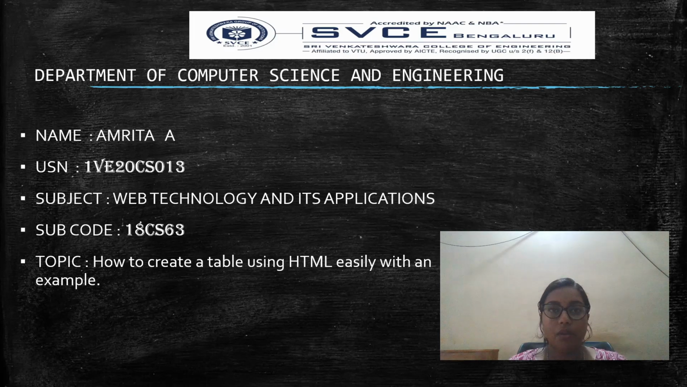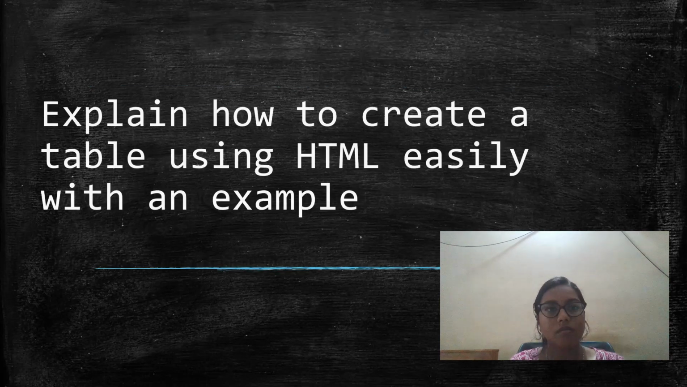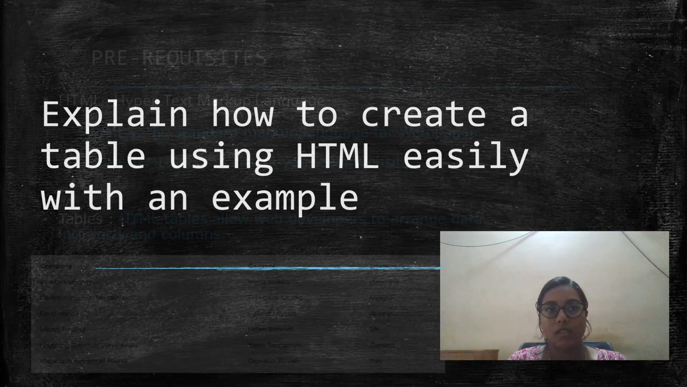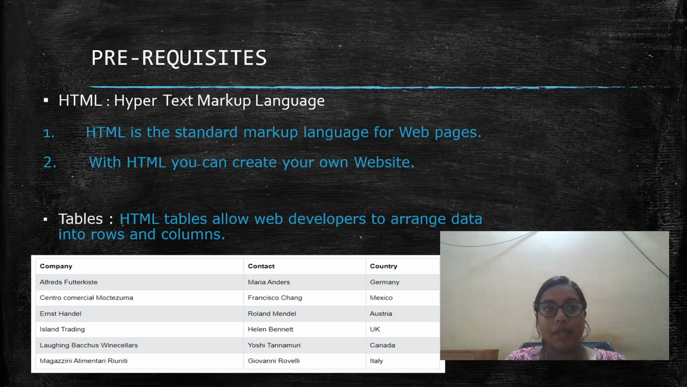Subject code 18CS63. Topic is how to create a table using HTML easily with an example. So, this topic deals with HTML tables. We'll be seeing detailed examples of how to create a table using HTML. We should have a basic knowledge about HTML. That is the prerequisite that we should have before entering this topic.